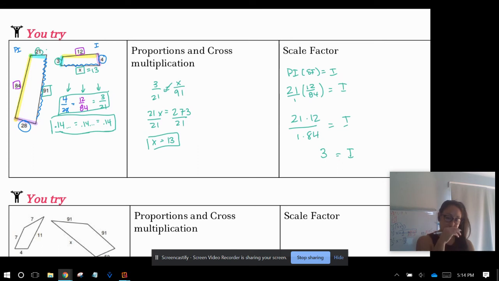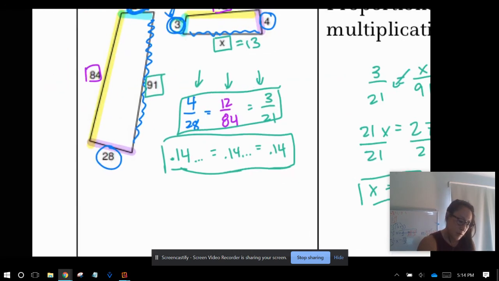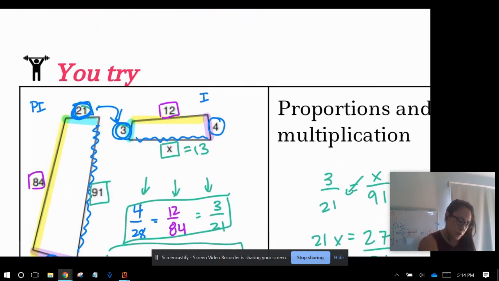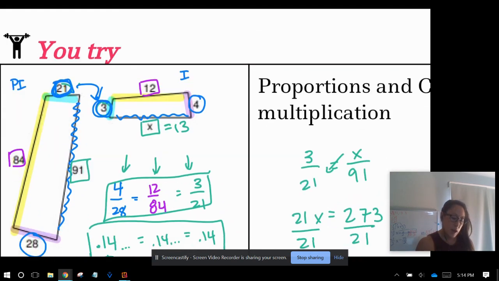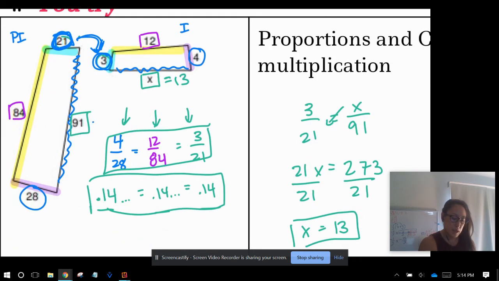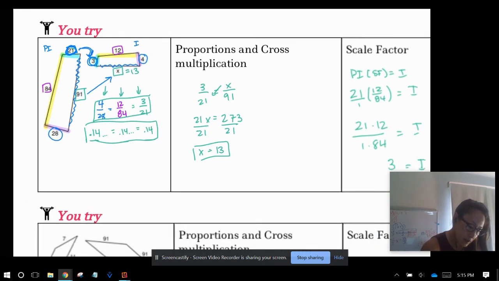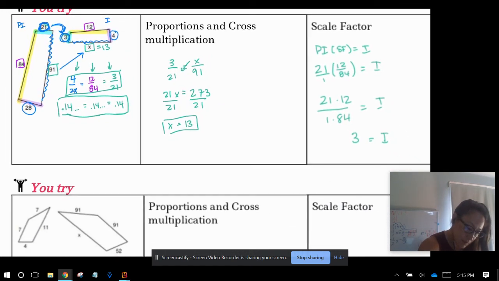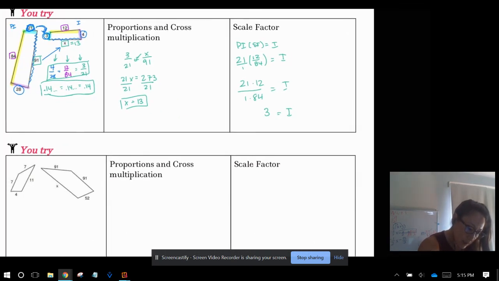And you can see it's 3 because what I did was I took the green and multiplied by the scale factor to give me the blue here. So what I did was multiply the 21 to give me the 3. Now what I want to do is multiply the side 91 to give me my transformed side. Okay, so I'm going to set this up. So I was just testing to make sure that this works.